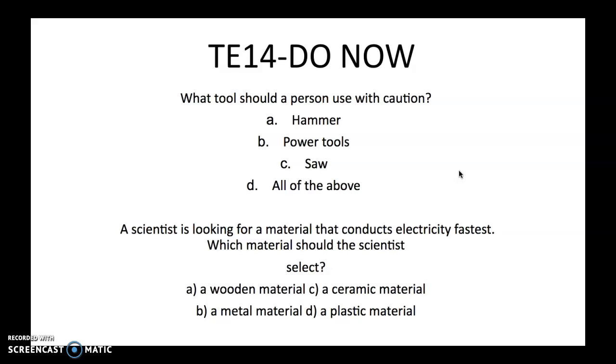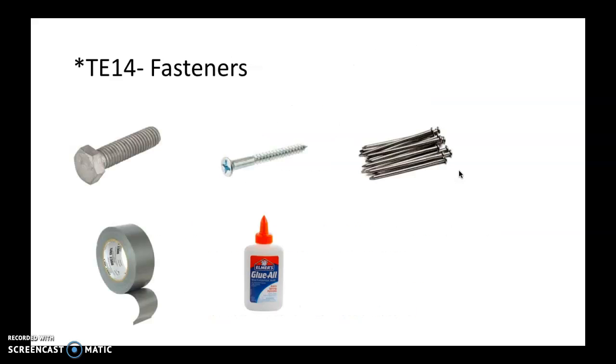And then for the second one, this is a throwback question. What conducts electricity the fastest? And the answer here is metal. So wood does not conduct electricity at all, and plastic doesn't do much. Ceramic some, but metal is definitely the most.